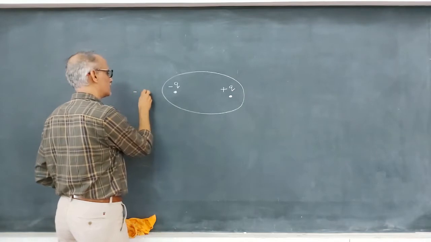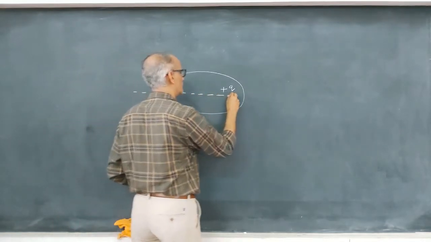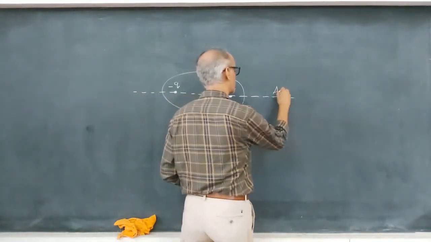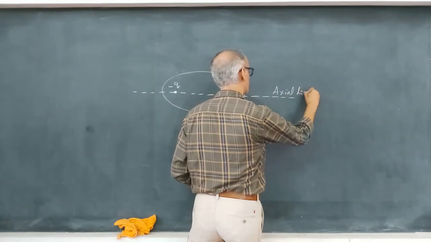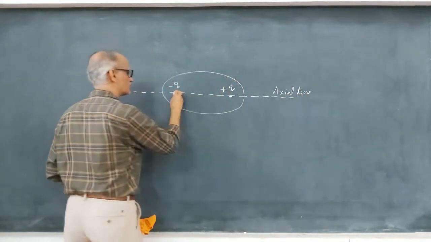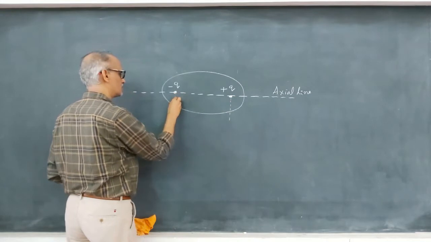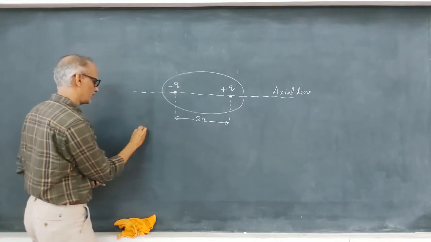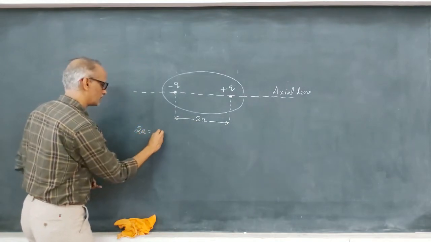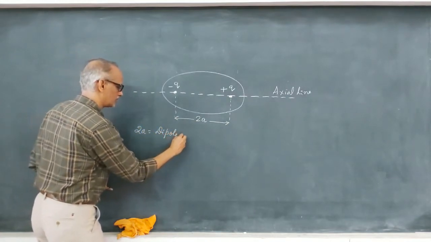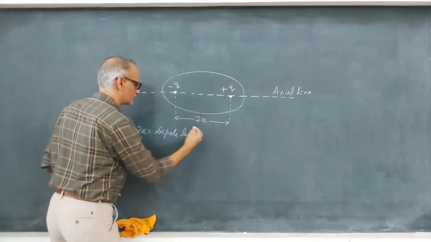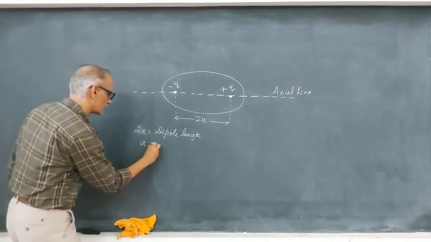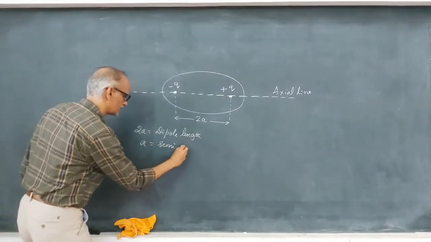The line passing through these centers is called the axial line. The separation between the two charges is taken as 2a, and 2a is called the electric dipole length. a is called the semi dipole length.